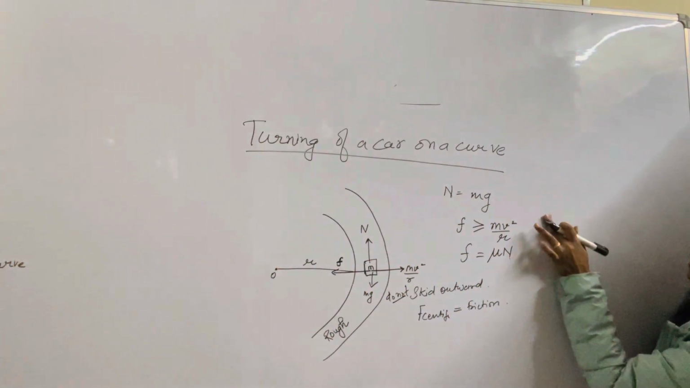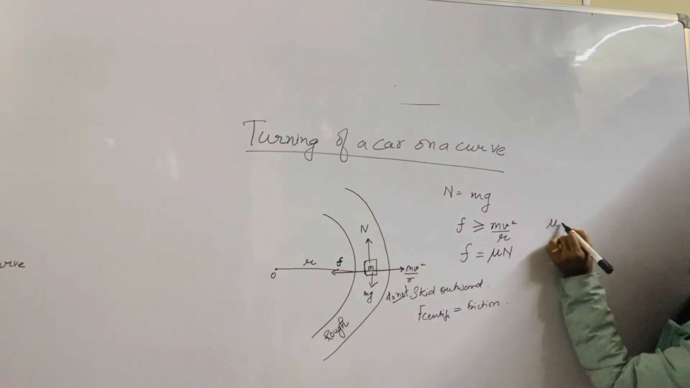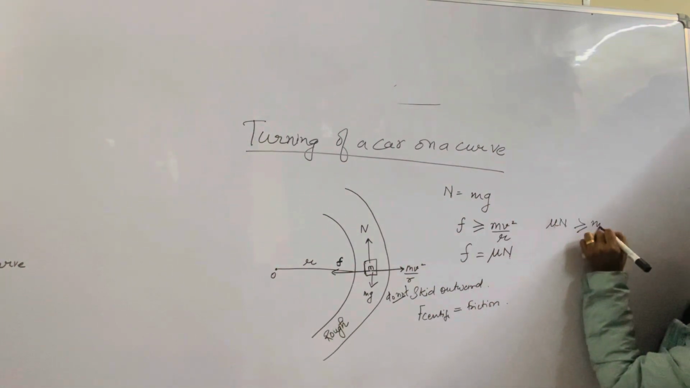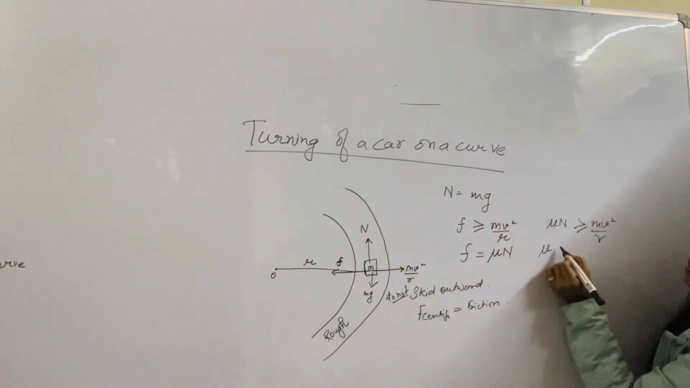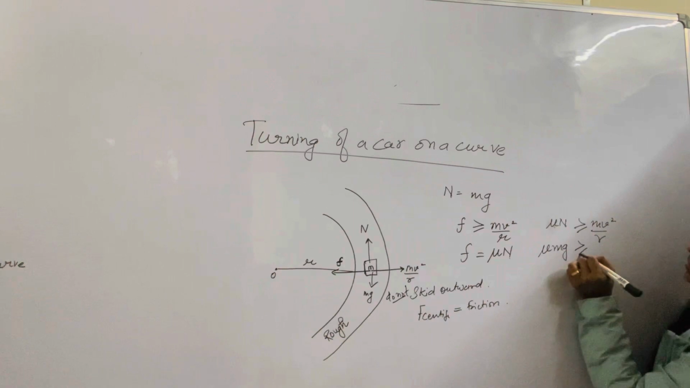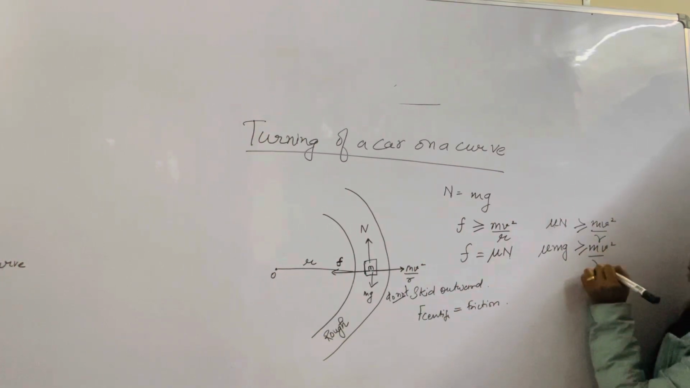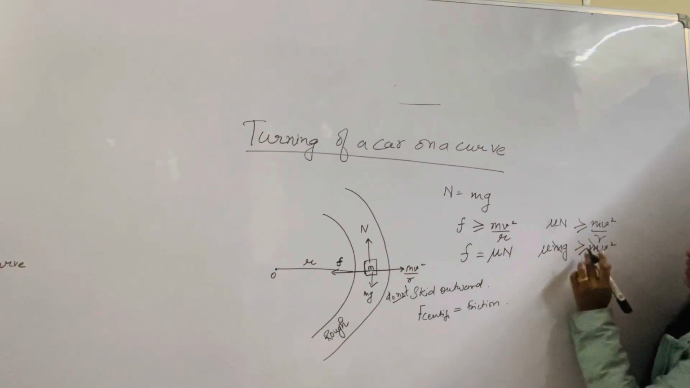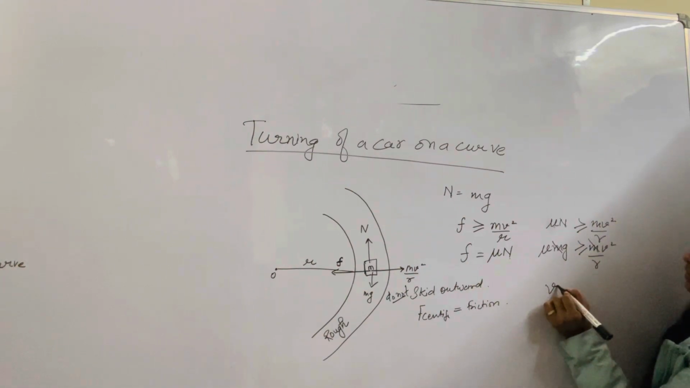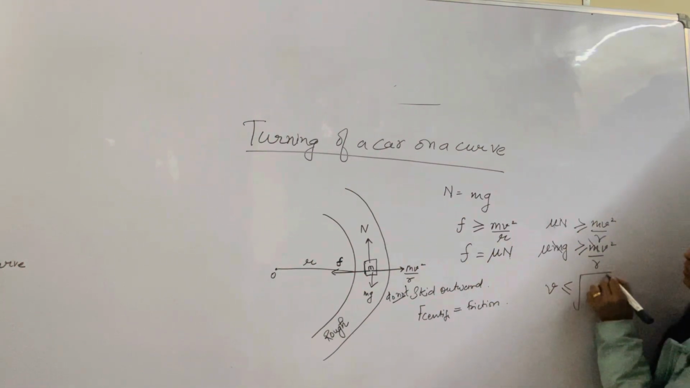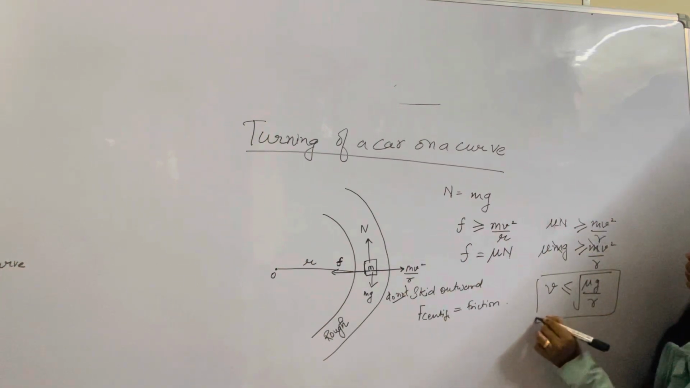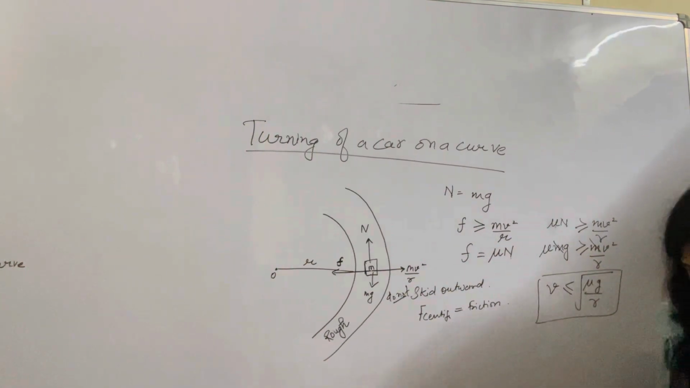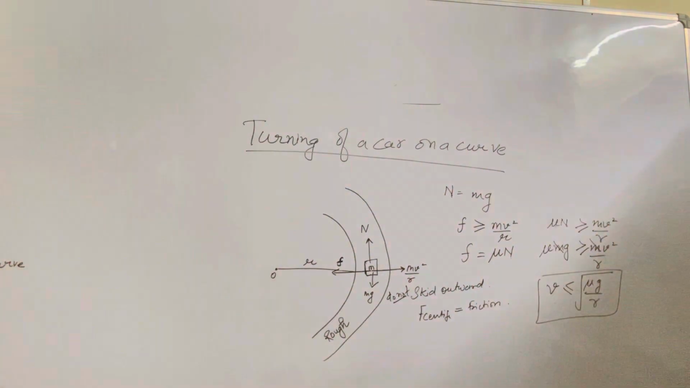So we can write F equal to mu N should be greater than or equal to mv square by r, where N is equal to mg. So mu mg should be greater than or equal to mv square by r, and when m cancels, we get v should be less than or equal to root of mu r g. So this is the relation for turning of a car on a curve on a rough surface.